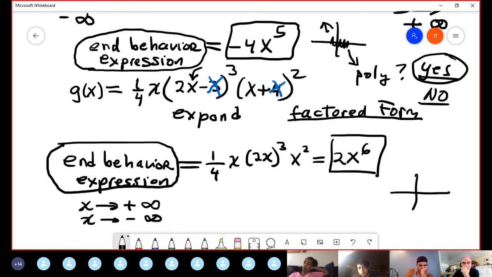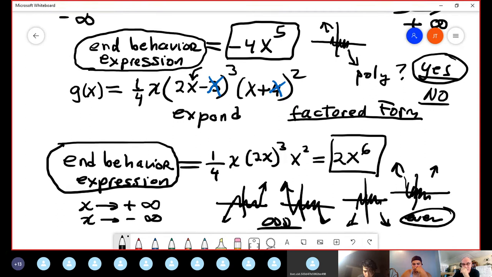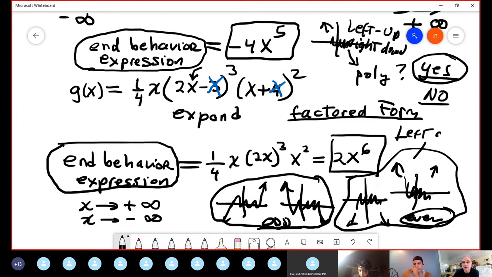Remember, when the degree is odd, the polynomial graph will look like that, or like that. When it's even, it looks like that. I don't care about the middle, this is just end behavior. This is even, and this is odd. You can represent it graphically, or say left up, right down, left down, right up. In this case, it is left up, right up. Both left and right are up. Do you understand the idea?